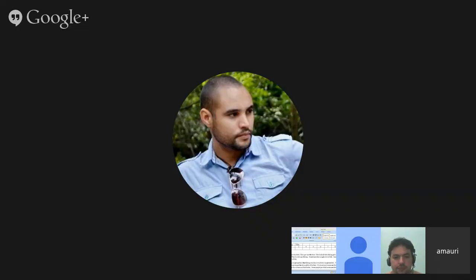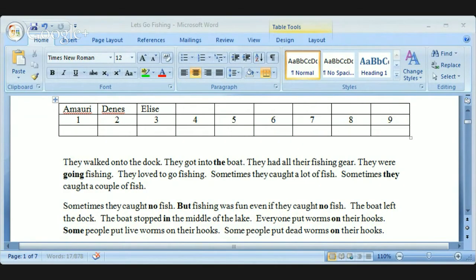Thank you, Dennis. They walked onto the dock. They got into the boat. They had all their fishing gear. They were going fishing. They loved to go fishing. Sometimes they caught a lot of fish. Sometimes they caught a couple of fish. Sometimes they caught no fish. But fishing was fun even if they caught no fish.